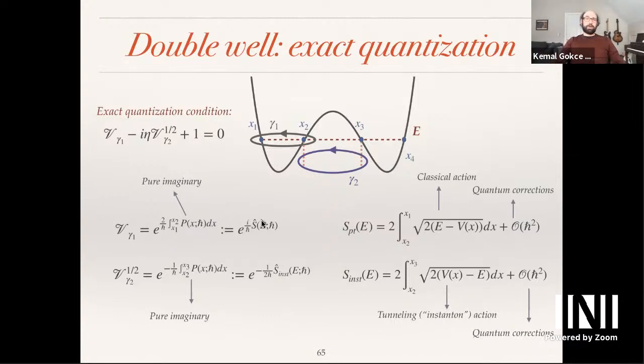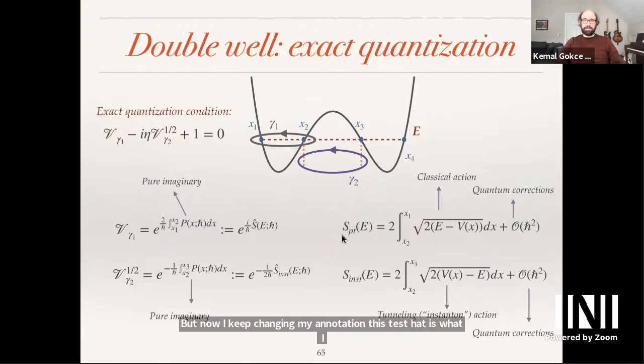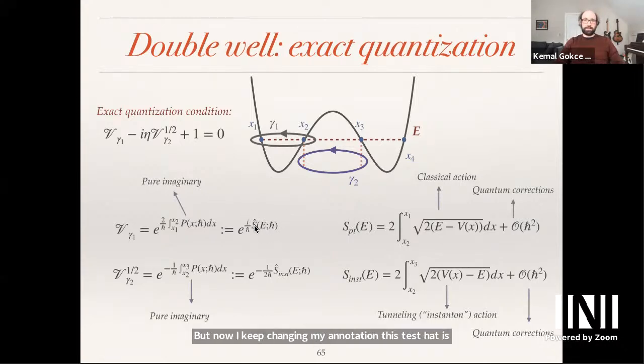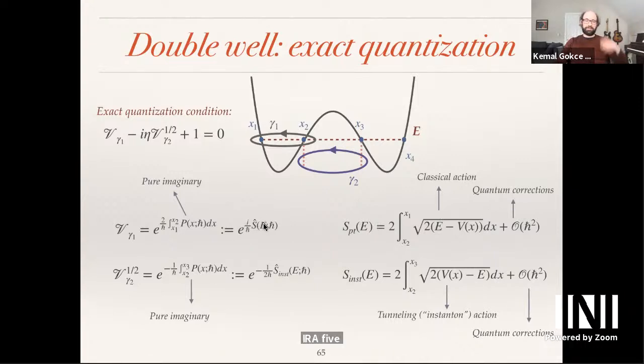But now, I keep changing my notation. This S hat is what I call SPT from now on. I forgot to change this one. This is SPT, okay? So what I do is I just factored out an I. So this is what I call SPT. I just switched the relative sign so that SPT is real. Okay, so it's the classical action plus quantum correction. So this is e to the I over h bar times SPT. Sorry about that. I'll fix it before I send my slides. Okay.